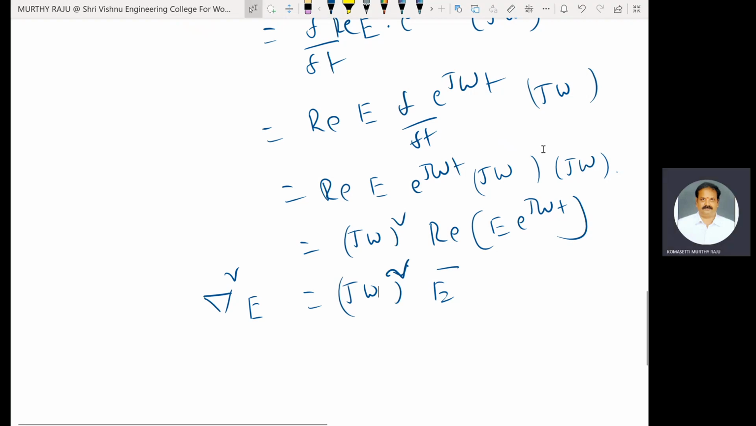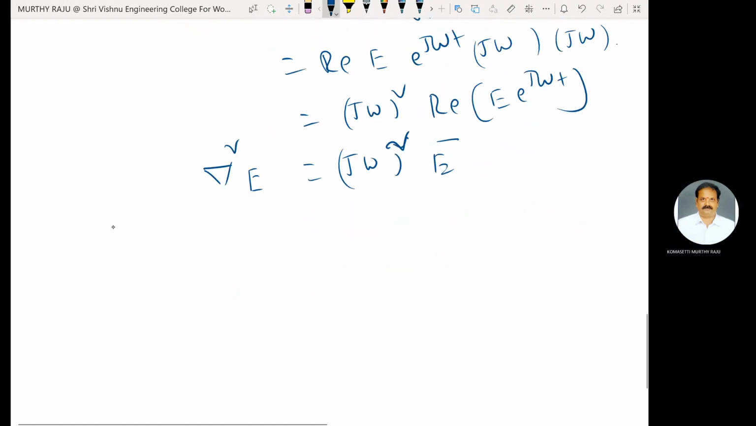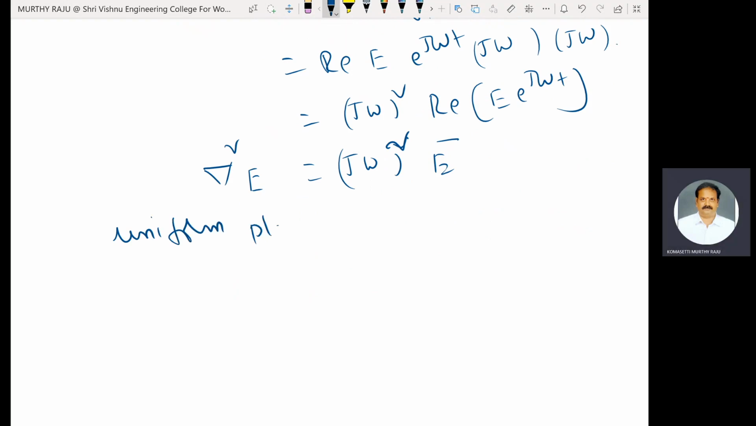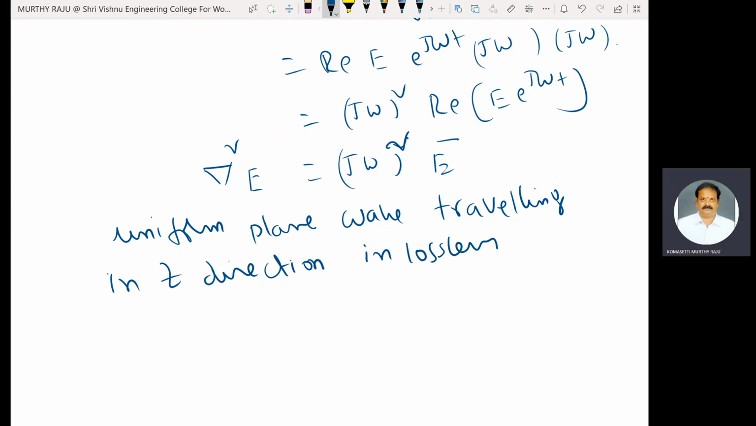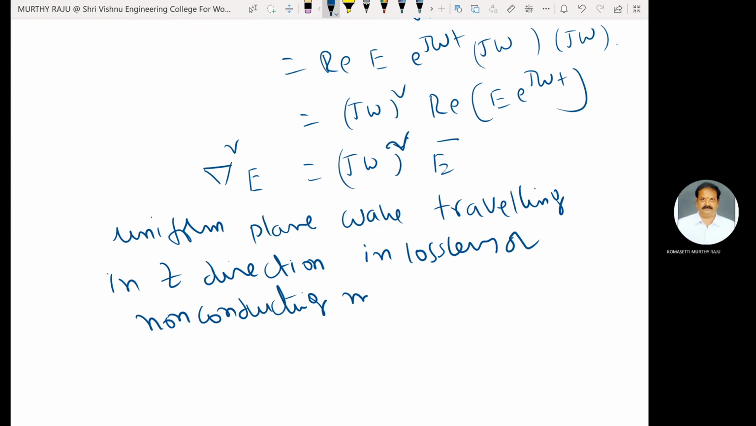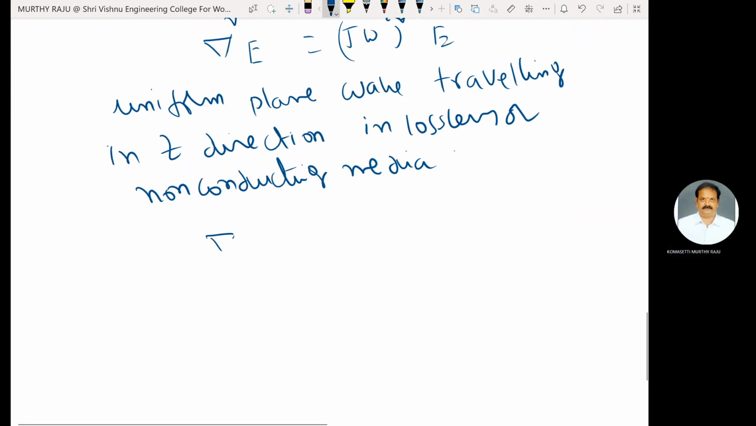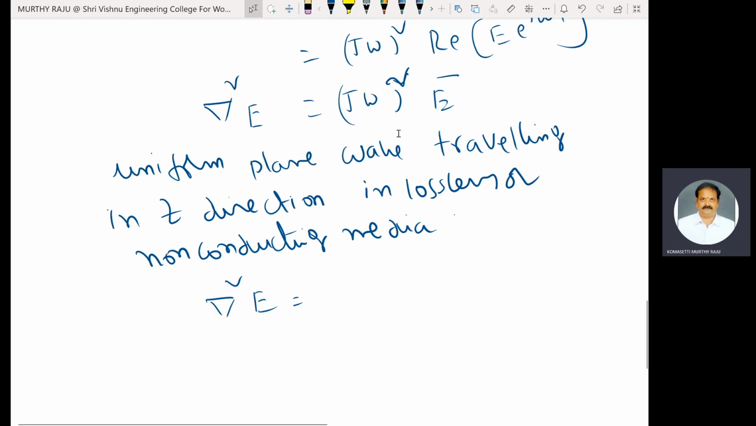Consider a uniform plane wave traveling in the z direction in lossless or non-conducting media. J square is minus 1.